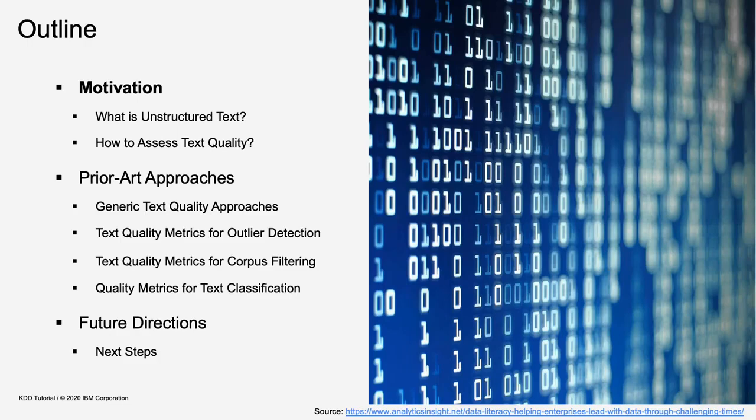In this part of the tutorial, we will briefly go over the motivation for addressing the data quality issues for unstructured text. We will first understand what we mean by unstructured text data and the different properties of text data with which we can assess its quality. Further, we will cover some of the prior art approaches proposed in literature to address different aspects of text data quality and then briefly look at some of the future directions for this domain.